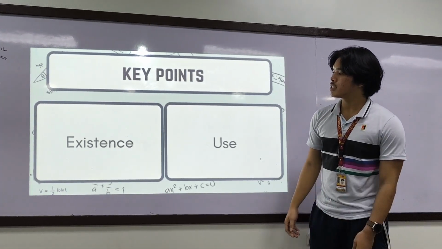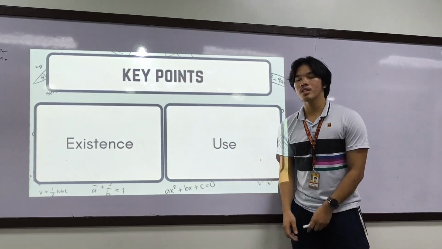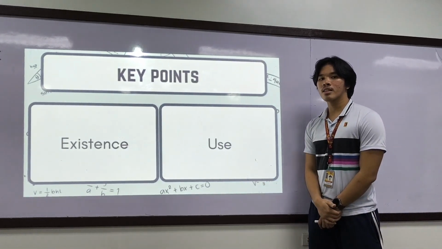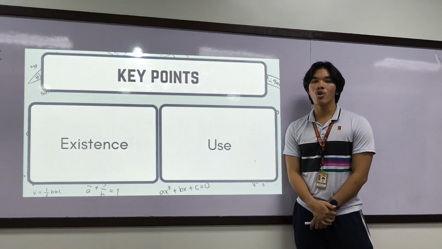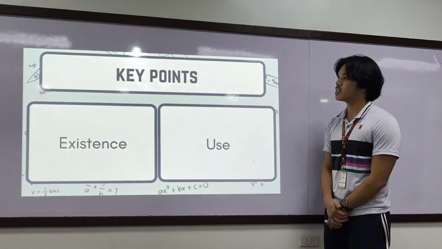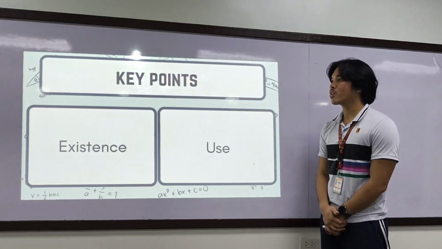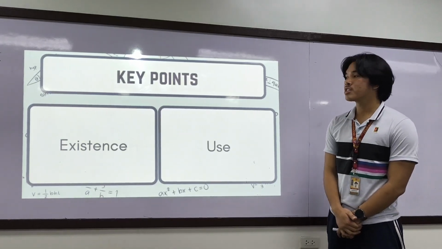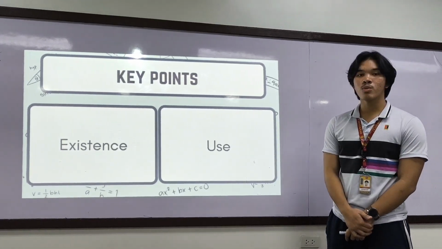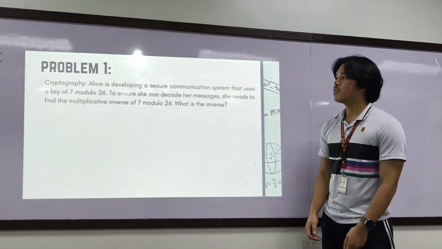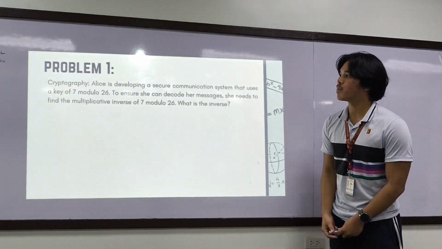So the key point of the multiplicative inverse in modulo is the existence. It only exists if both a and m are co-prime, and the uses of this are in cryptography, solving linear congruence, in error correction, as well as network security. So let us head to the first problem.